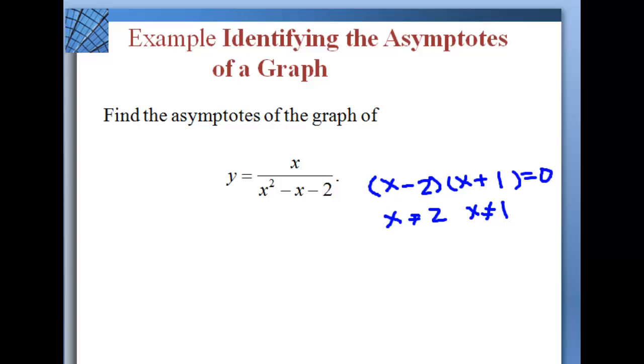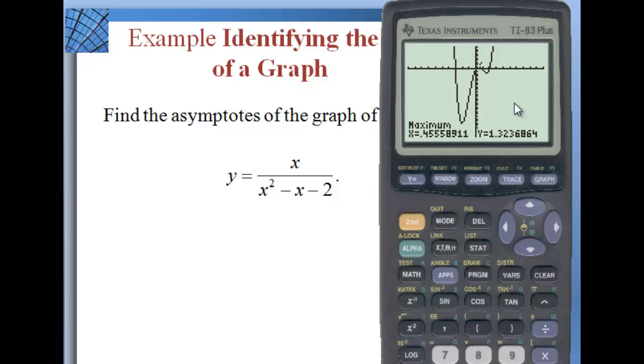For the horizontal asymptote, we have x on the top, and as x gets bigger and bigger, we have x squared on the bottom. So the denominator is going to grow much, much faster, in fact exponentially faster than the top. And so the graph is going to get closer and closer to 0. Let's look at this on our calculator.